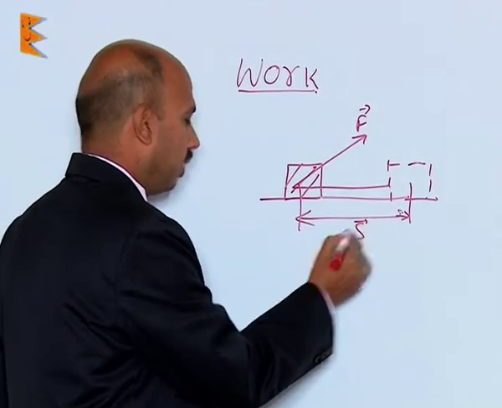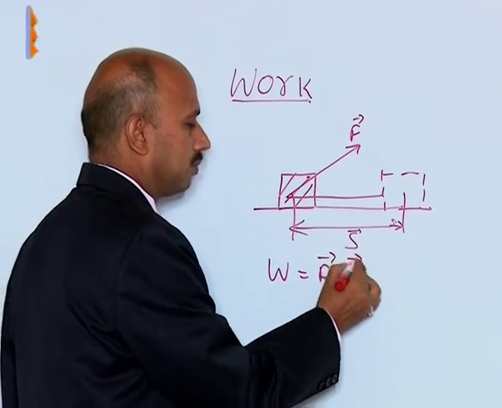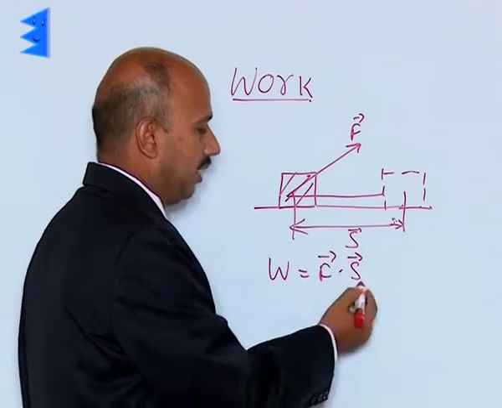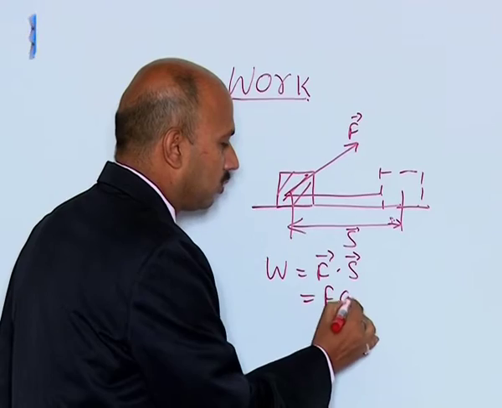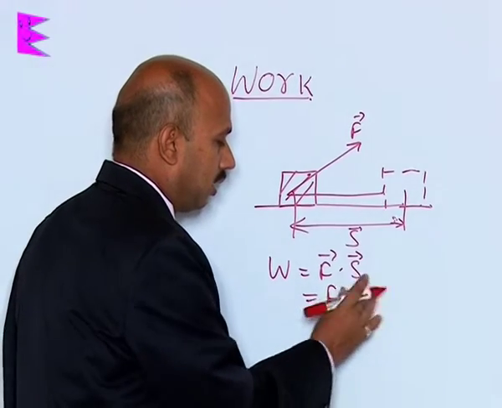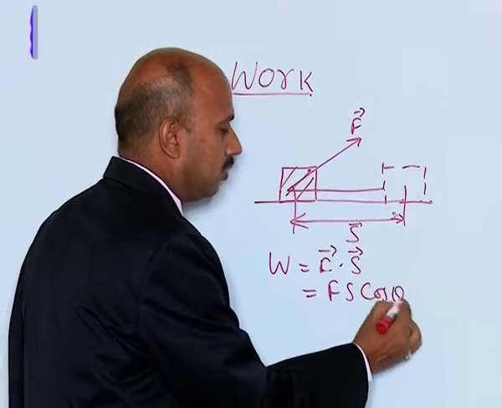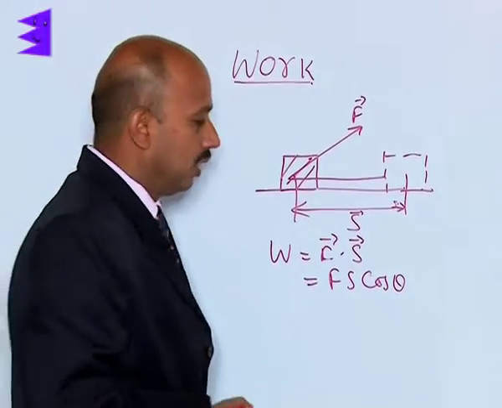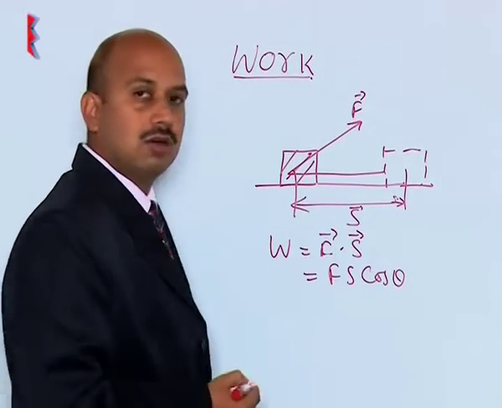Then work is defined as F dot S. F is the force, S is the displacement. So, we can write F s cos theta, that is the dot product of the two vectors. The dot product of two vectors is a scalar quantity. So, work is a scalar quantity.